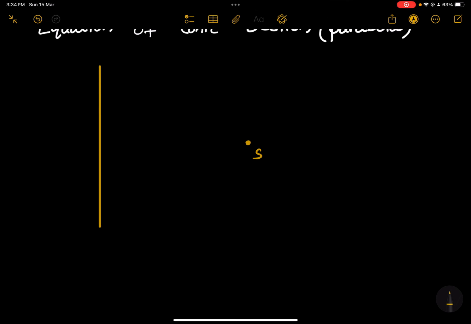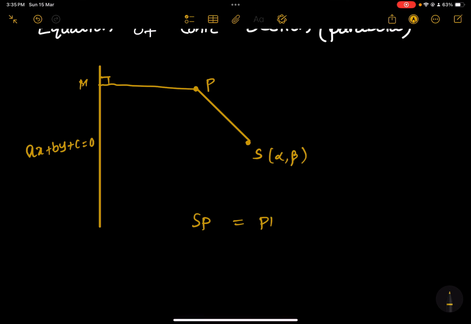So when you have a fixed point, you have to give the coordinates for that point. So let us say the coordinates are alpha and beta. Again, when you have the fixed line, you have to give the equation of that line. So let us say the equation is ax plus by plus c is equal to 0. Now you have a random point P, and you know that for a parabola SP is equal to PM. So SP is equal to PM.